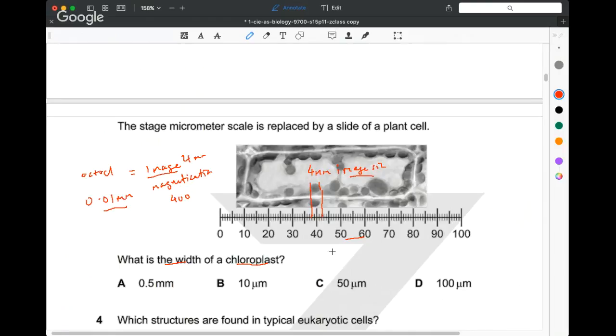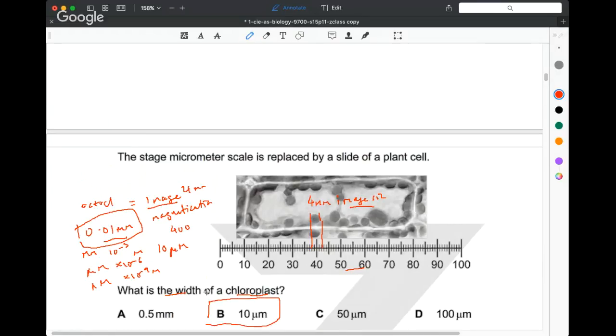But you've got to choose one of these answers here, and you've got to remember your metric scale. So millimeters is 10 to the minus 3 meters, isn't it? Micrometers is 10 to the minus 6, and nanometers is times 10 to the minus 9 meters. Now we've got a value here of 0.01 millimeters, and that's the same as 10 micrometers, because there's 1,000 micrometers in 1 millimeter. And so we've worked out then that the size of the chloroplast was 10 micrometers.